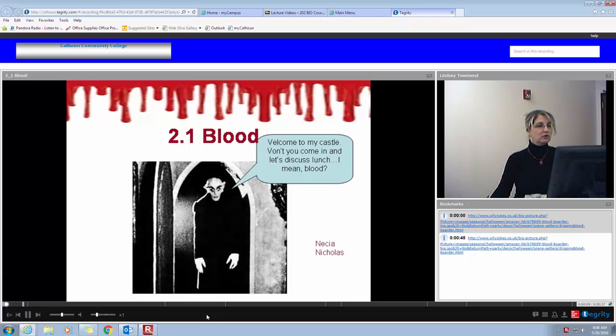In this unit, we're going to be talking about the cardiovascular system, which includes the blood vessels and the heart. We'll also talk about the lymphatic system and the immune system. So we're going to begin this discussion with blood.